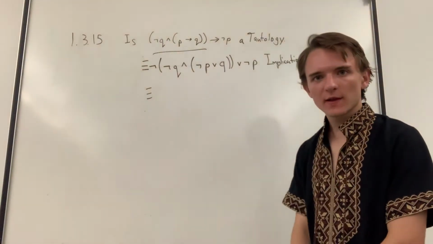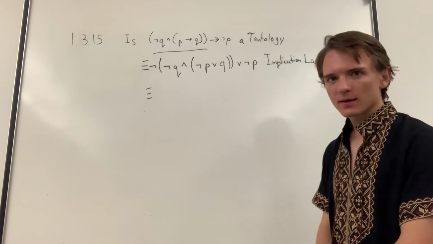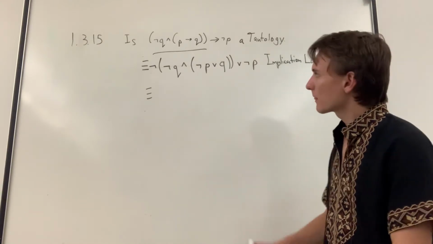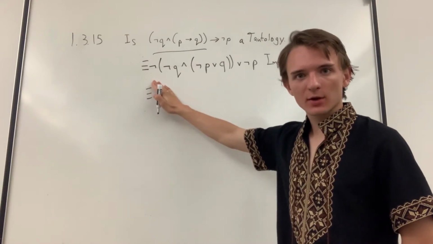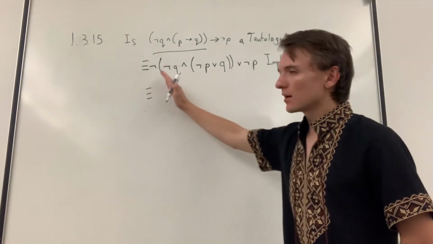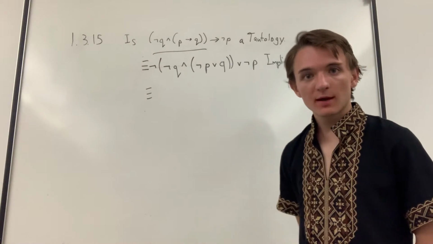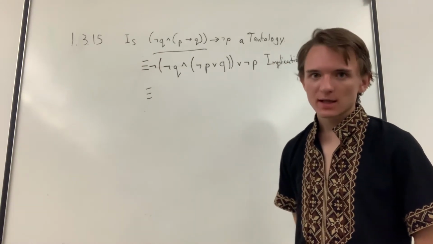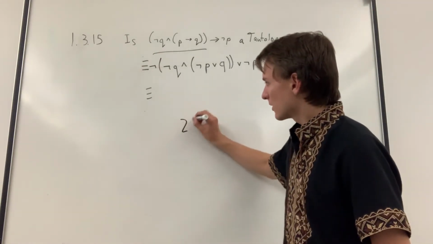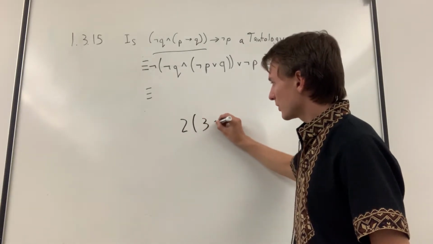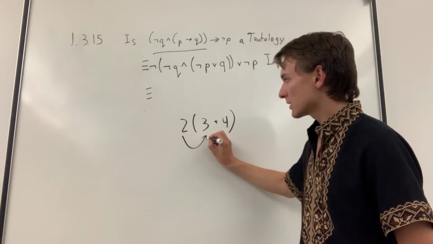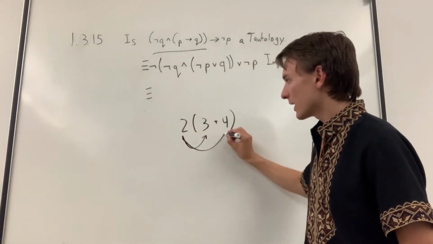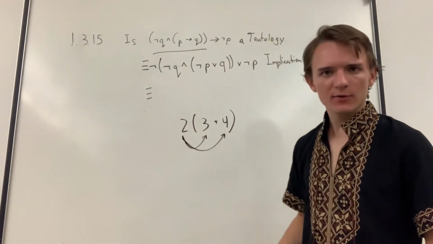Well, we want to simplify this expression further. Let's use De Morgan's law. We see this negation symbol out here. Because it's around a set of parentheses, we can apply the negation symbol to everything within the parentheses. It's kind of like in grade school, right? What's 2 times 3 plus 4? We take the 2 and we multiply it across by the 3, and we multiply it by the 4. It kind of works the same way.